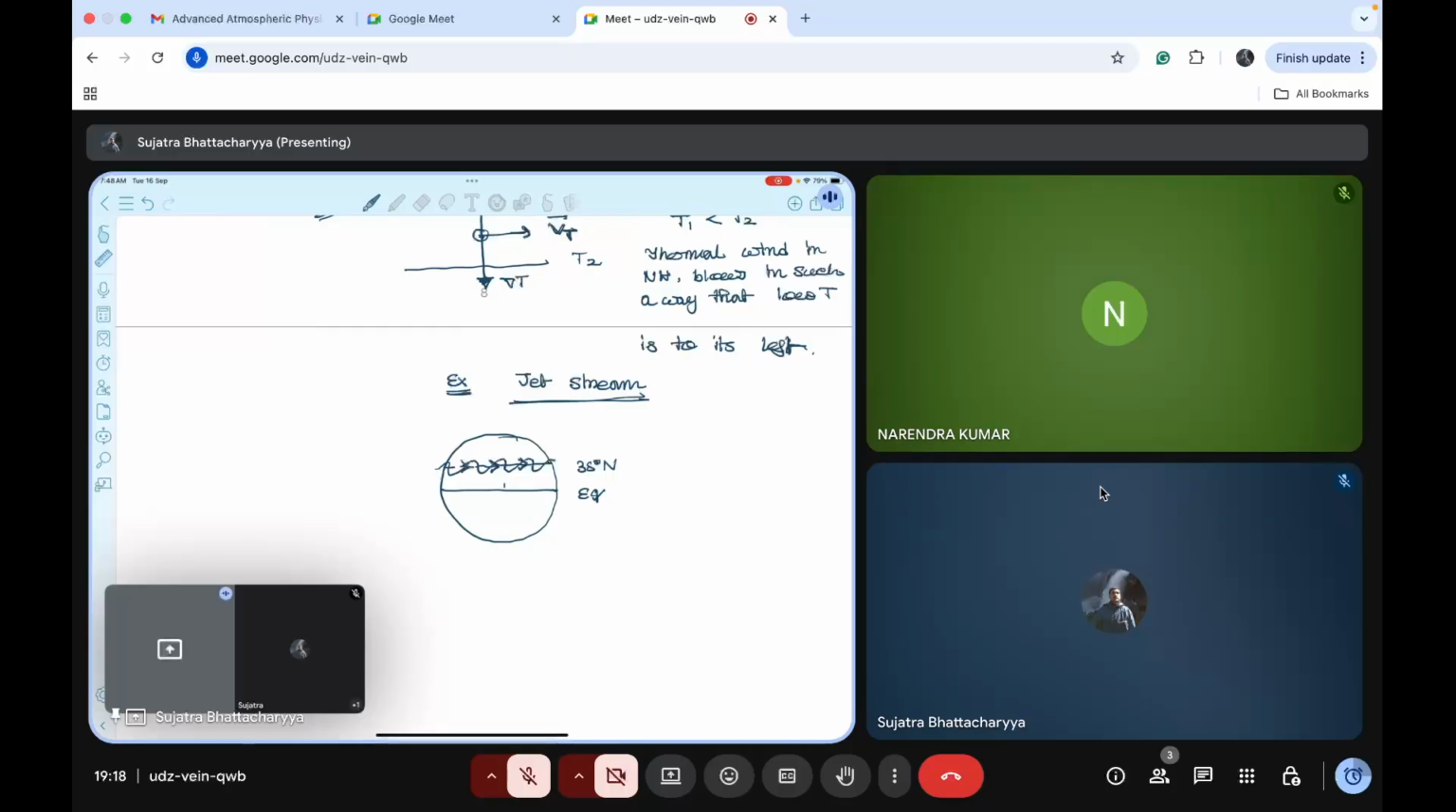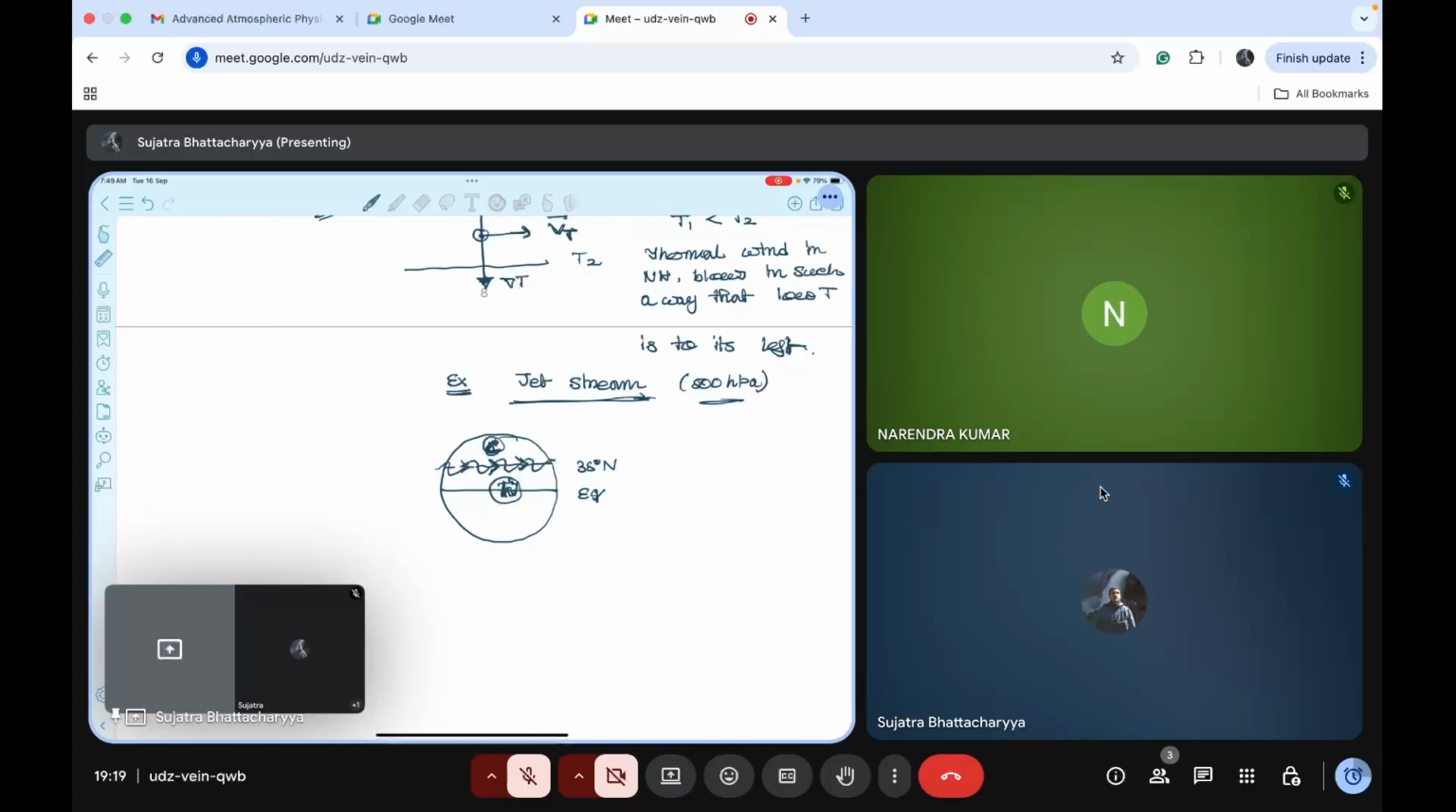You know the temperature here is larger than the temperature over here. So this is the cooler region, this is the warmer region. Look, the jet blows in such a way that the colder temperature is to its left. So this is the jet stream. Generally, these are seen at some 500 hectopascals level. So this completes the thermal wind part.